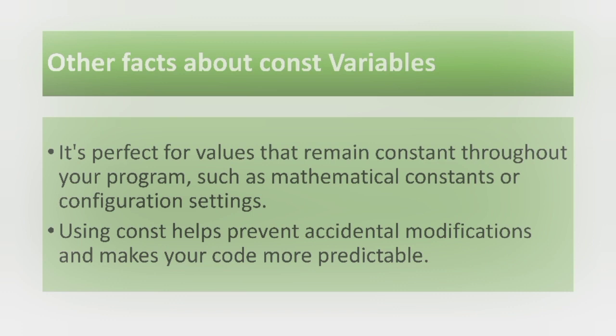Other facts about const variables. It's perfect for values that remain constant throughout your program, such as mathematical constants or configuration settings. Using const helps prevent accidental modifications and makes your code more predictable.